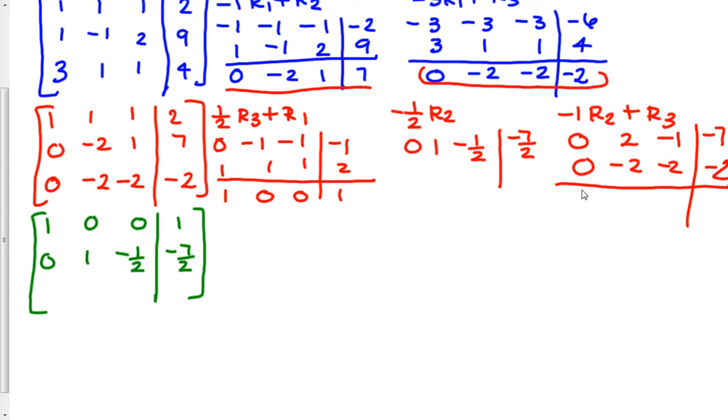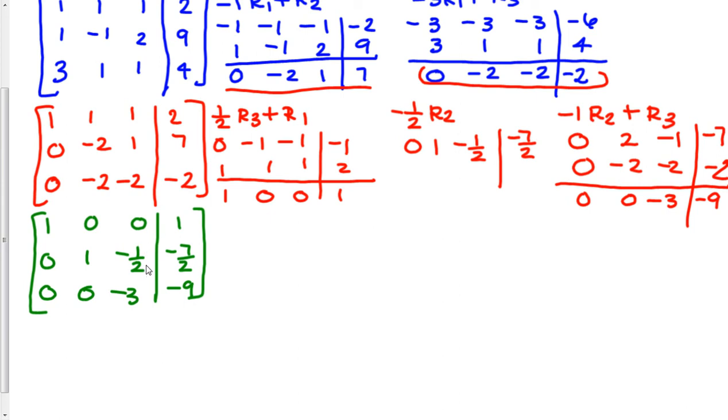Combine them. 0 and 0 is 0. 2 and negative 2 is 0. Negative 1 and negative 2 is negative 3. Negative 7 and negative 2 is negative 9. So my third row is 0, 0, negative 3, negative 9. Almost completely finished. I just need to make this 1 half become a 0 and this negative 3 become a 0. So I want to get rid of this 1 half.